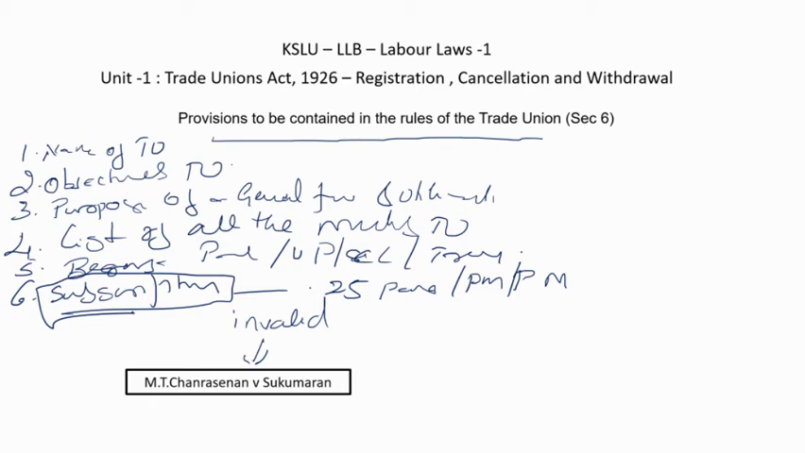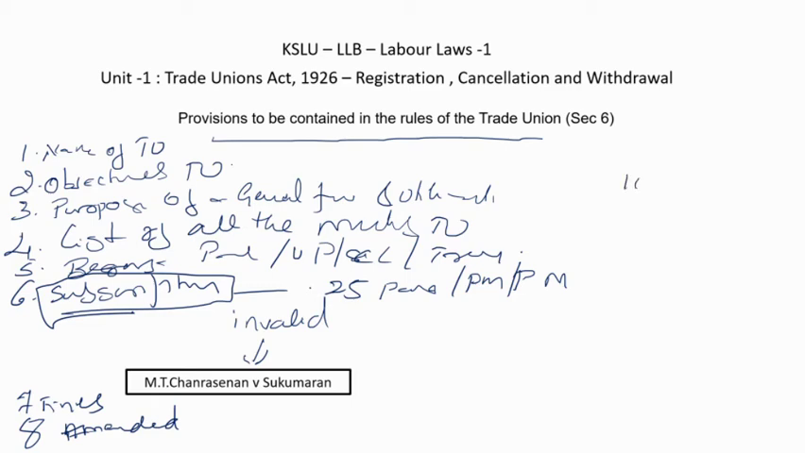Along with the subscription, the fines which will be charged by the trade union for some mistakes of an employee or a union member also should be mentioned in the rules of a trade union. And then the amendment process. If any trade union clauses need to be amended, that also should be mentioned in the amendment clauses in the rules of a trade union.